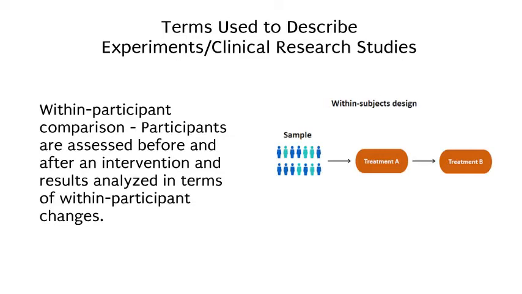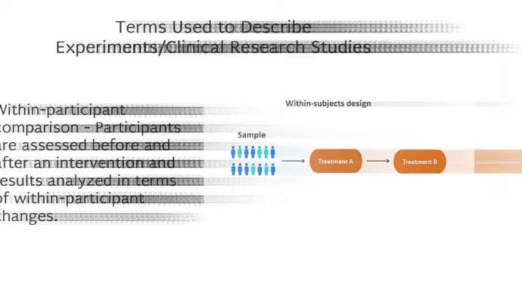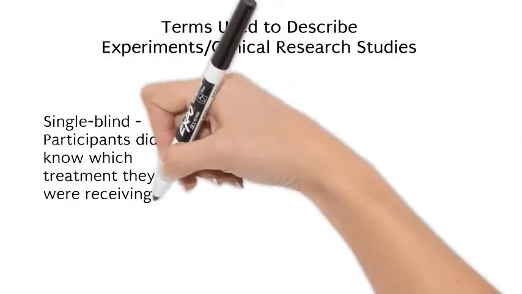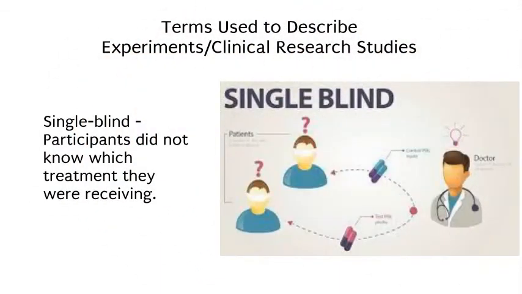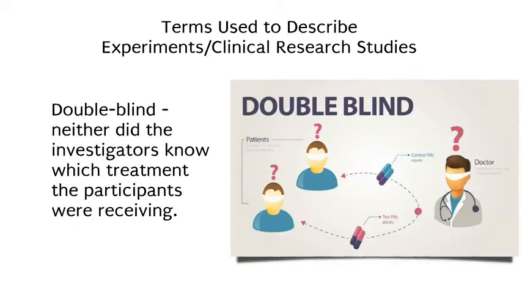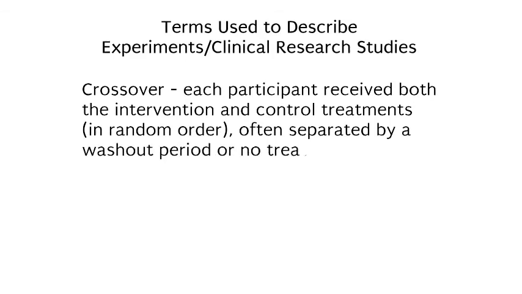Next are within participant comparison. Participants are assessed before and after an intervention and results analyzed in terms of within participant changes. Single blind. Participants did not know which treatment they were receiving. Double blind. Neither did the investigators know which treatment the participants were receiving.